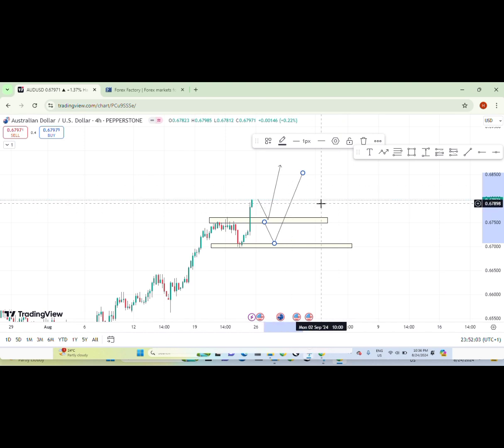So now this is a very simple analysis on AUD/USD. So we are just waiting for price to do what? Tap into one of the zones, then we look for buying confirmed candlesticks here.